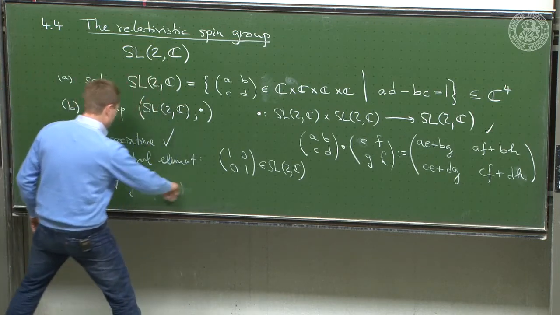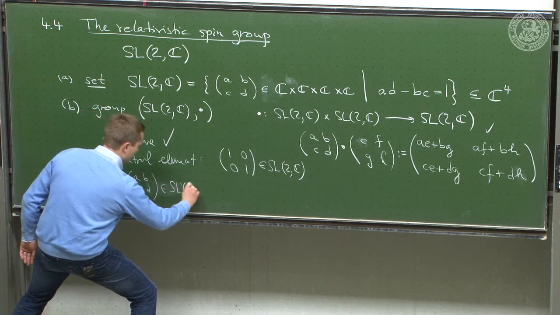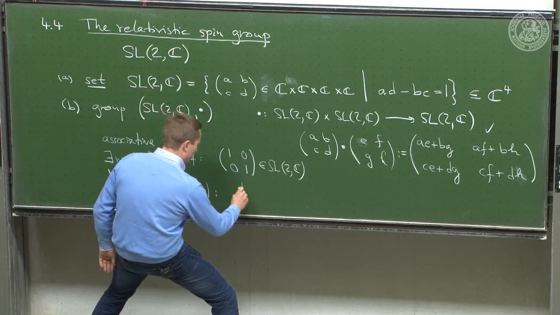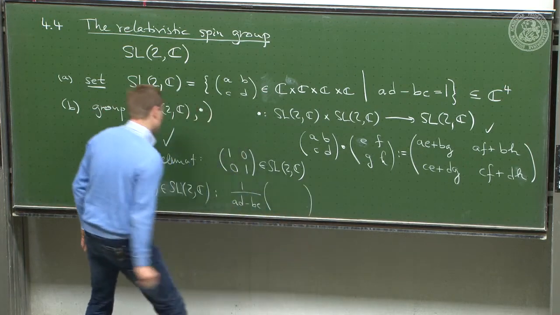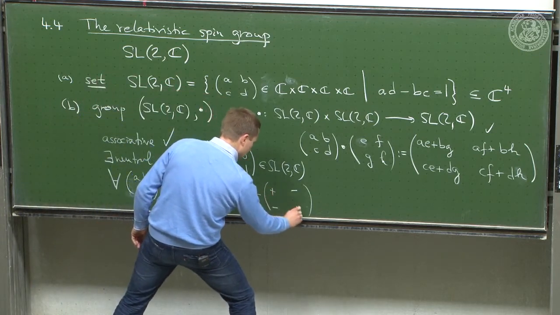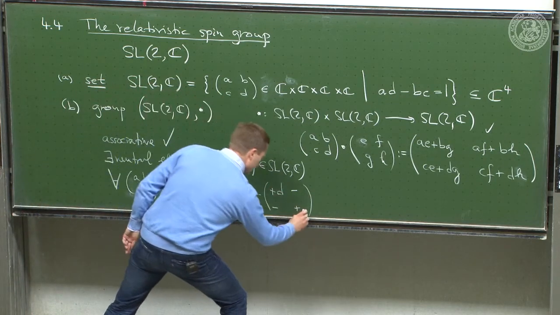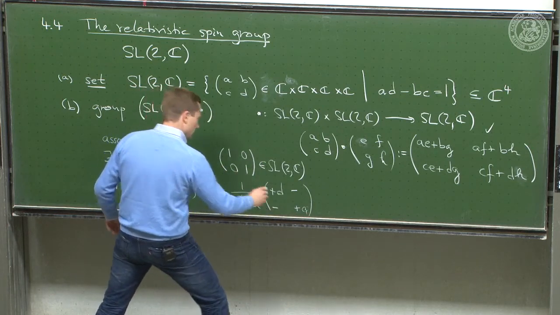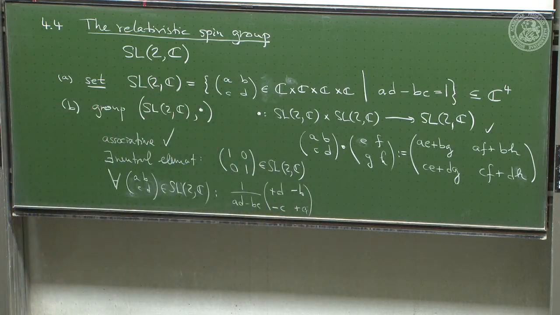Let's write it down. So for every (A, B, C, D) in SL2C, I claim, and you will quickly check, that 1 over (AD minus BC), times the matrix with D, minus B, minus C, A, with the signs plus, minus, minus, plus like this. I think this is the inverse. Otherwise, please look it up, but I think this is the inverse.